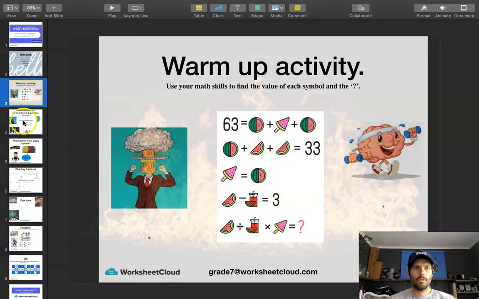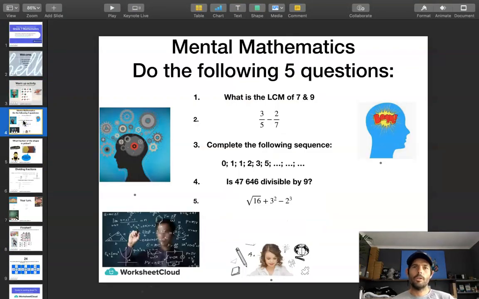Okay, so your mental questions today. What is the lowest common multiple of 7 and 9? 3/5 minus 2/7. Complete the following sequence. Is 47,646 divisible by 9? And I'm encouraging you for question number 4 not to actually do the sum. I just want a yes or no answer. So I'm looking at divisibility rules there. And then question 5, the square root of 16 plus 3 squared minus 2 cubed. Again, now would be a great time to press pause.